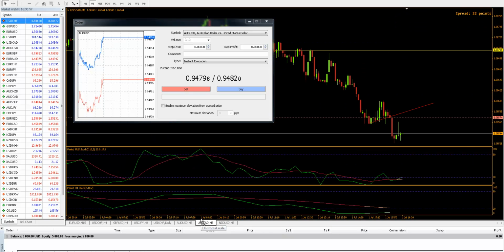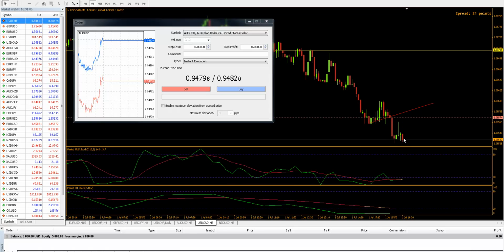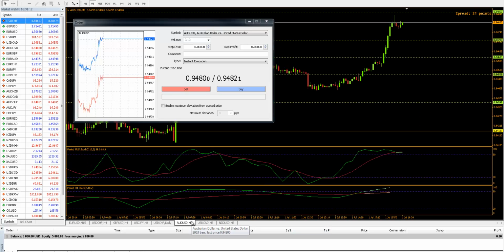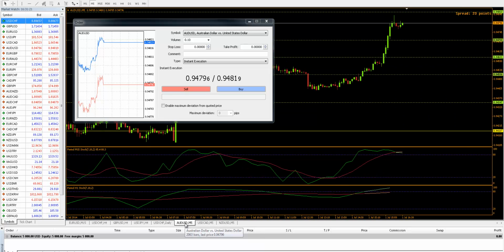So what we have here, USD CAD, after a little upward correction, is attempting to go down further. Maybe the Australian goes up right now. There's a correlation. Yeah, they are negatively correlated. Yeah, of course, guys.